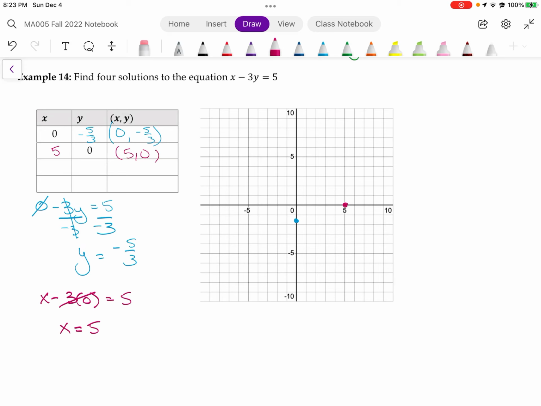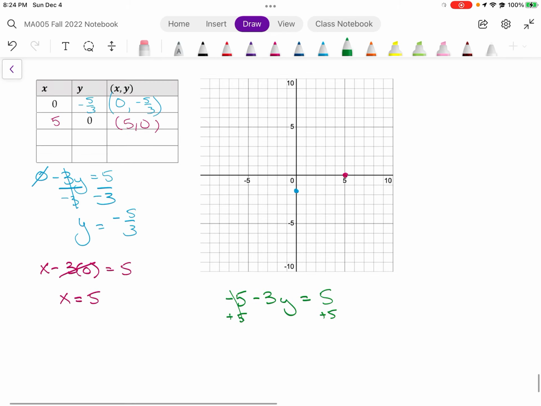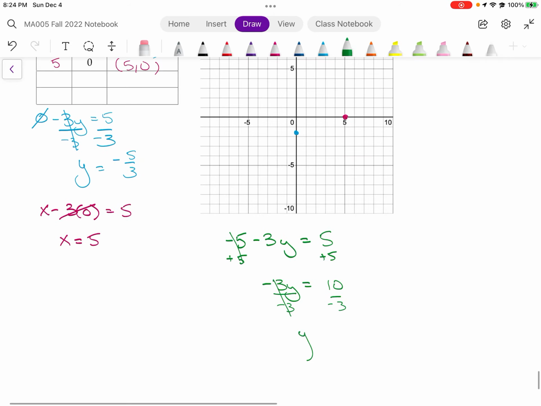Okay, so let's pick, what if we picked -5 for x, so we can check out what's going on over on the left side. I didn't try this ahead of time. I'm just going to try it. It might be ugly, but we'll see. -5 for x in x minus 3y equals 5. So I'm going to add 5 to both sides, and I get -3y equals 10. Divide by -3, and I get y equals -10/3. Well, where is that? Well, use your fraction skills, and that's going to be -3 1/3.